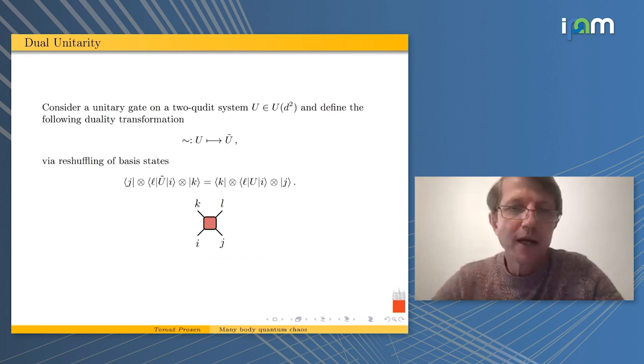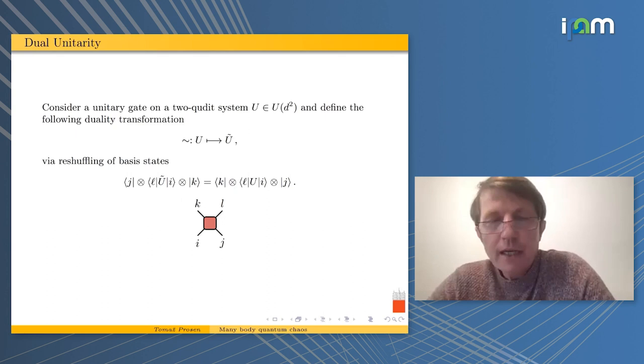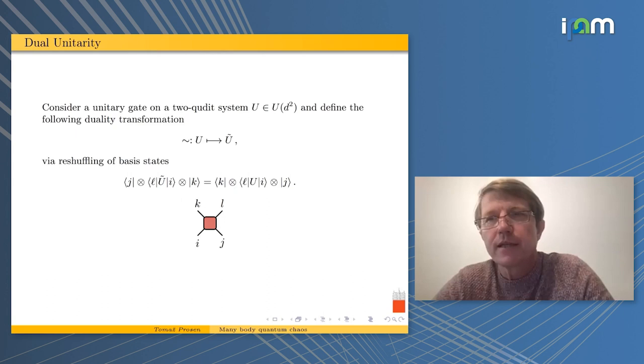let me start slowly. Let me define this buzzword for you, dual unitary circuits. So, what is this? For some of you at least who know about perfect tensors, it's a bit related to perfect tensors, even though it's a weaker property. So it's kind of more generic.